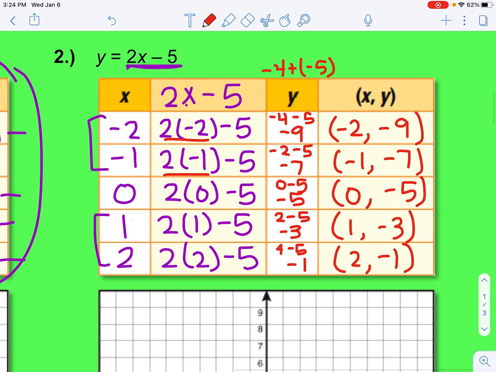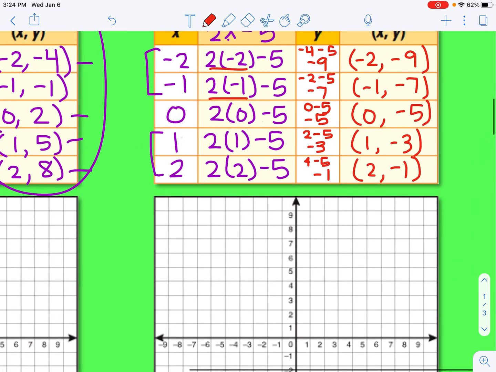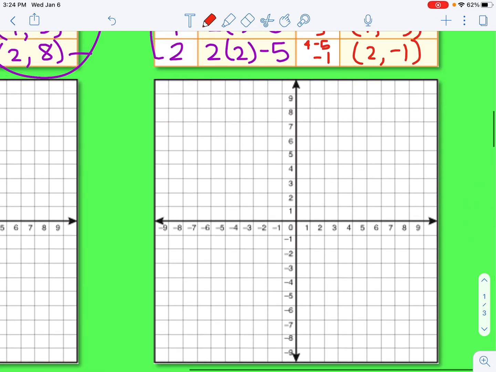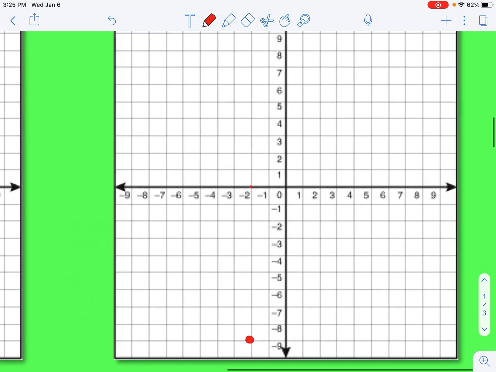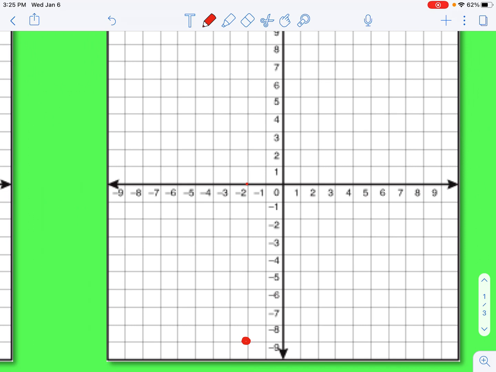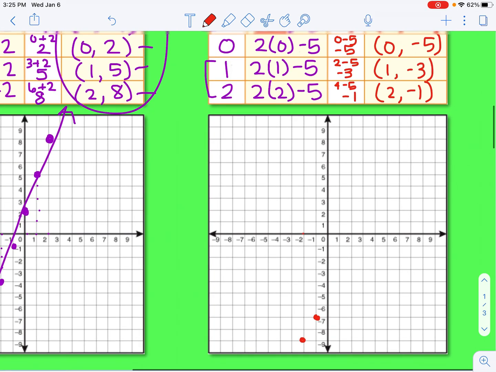Alright, so now we need to graph all of these points. So our first one was negative 2, negative 9. So we're going over negative 2, and then we have to go down negative 9. So way down here at the bottom. Alright, our next one is negative 1, negative 7. So we're going over negative 1, down negative 7. So your dot goes right there.